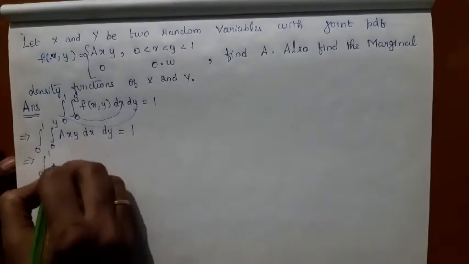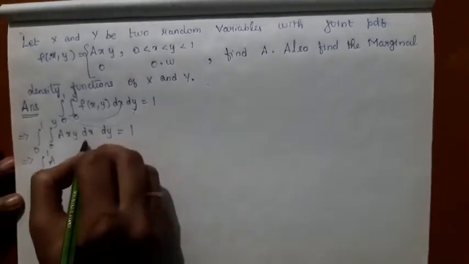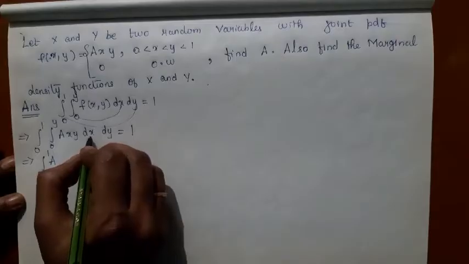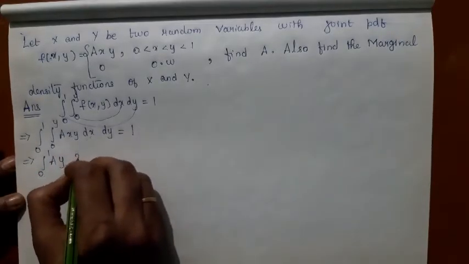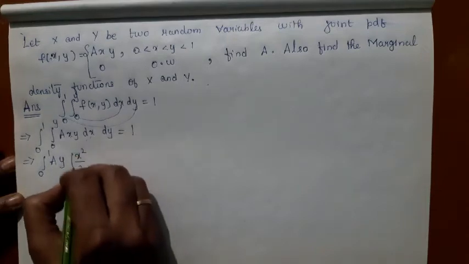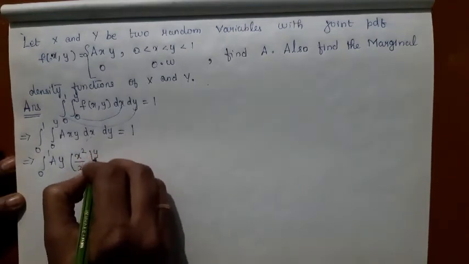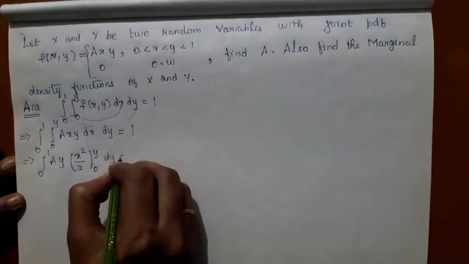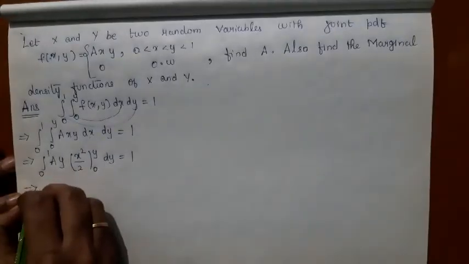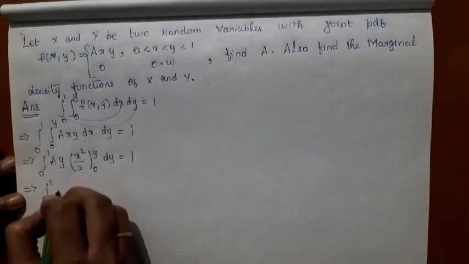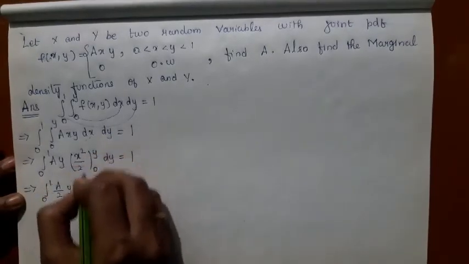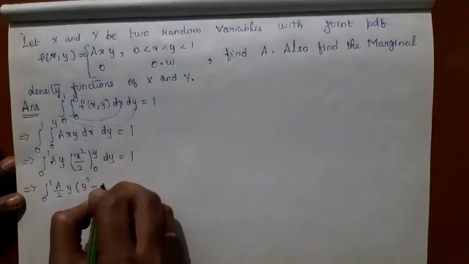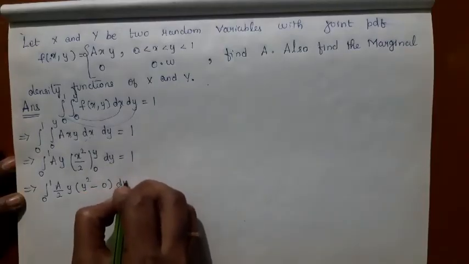Integral 0 to 1 a. First you are going to integrate with respect to x. So keep a y here. X on integration gives x square by 2. The limit is from 0 to y, dy. Integral 0 to 1 a by 2 y. The upper limit on substitution gives y square. Lower limit gives 0.